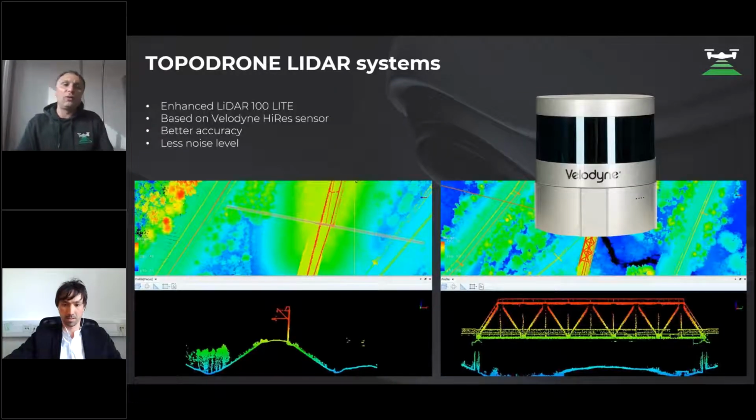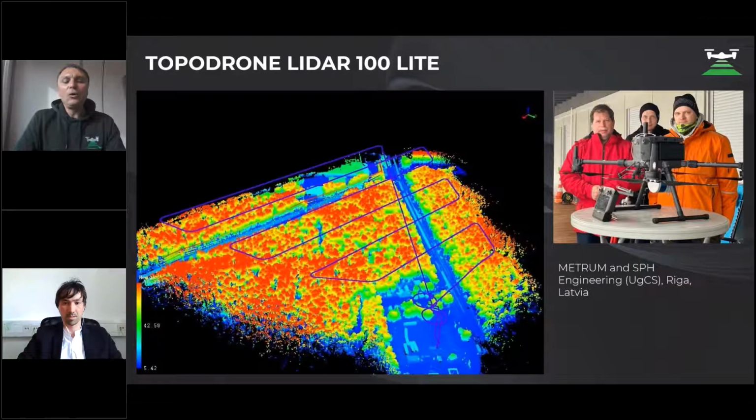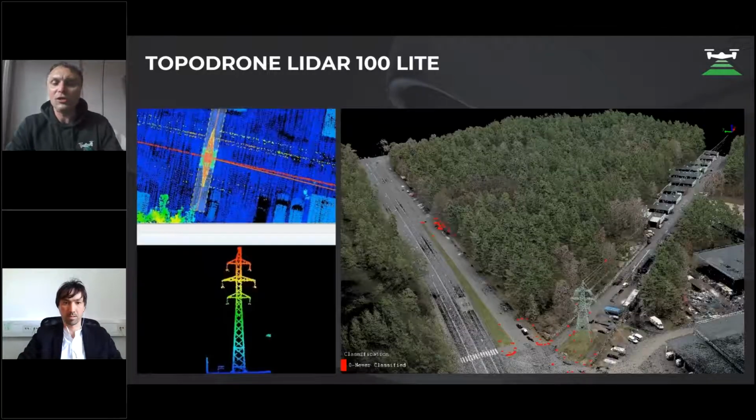And Topodrone LiDAR 100 provides an amazing, very detailed point cloud, and you can define different small objects, like you can see from the screen. This point cloud is very accurate and very stable. And of course, this is an example of one of our projects which we made in Riga together with Metron company, and we achieved very good results.